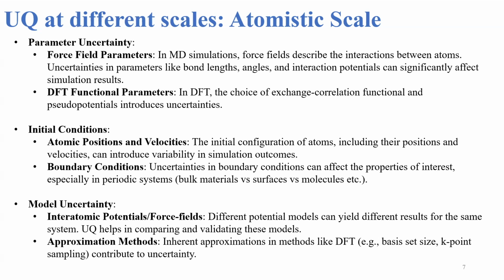Of course, initial conditions are important. So atomic positions and velocities, how you initialize the atomic structure, how much velocity you give to them, can also lead to uncertainties. Boundary conditions, so what kind of boundary condition you are imposing on them, can also lead to uncertainties. Model parameters, model uncertainty: interatomic potential, for example, there could be different potential models that can lead to different results for the same system. So UQ helps us to compare and validate these models. Approximation methods: inherent approximation in methods, such as the basis set and k-point convergence, can also lead to uncertainty.